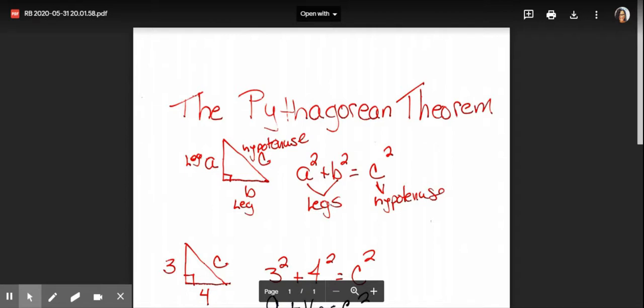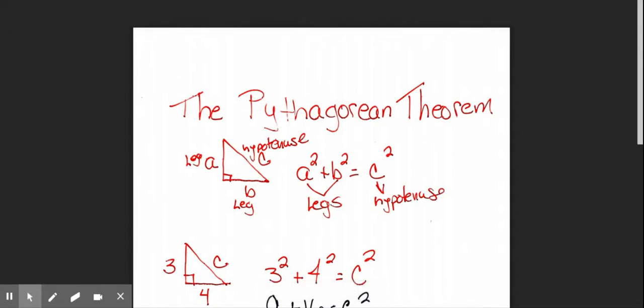A and b are the legs of a right triangle. C is the hypotenuse. So C is always the side that is across from the right angle. You always know what the right angle is because it has the square.